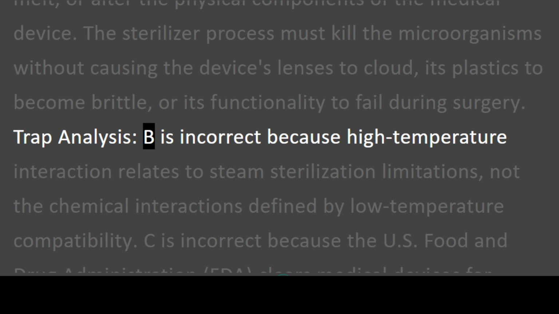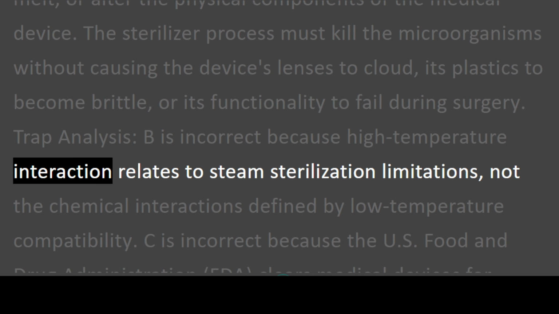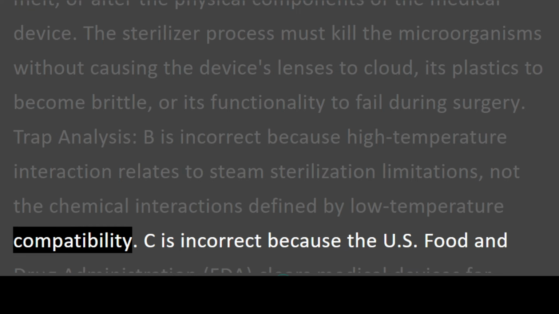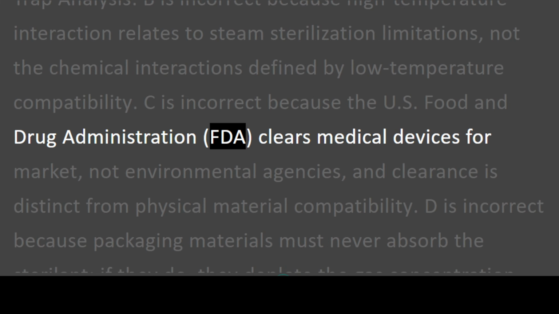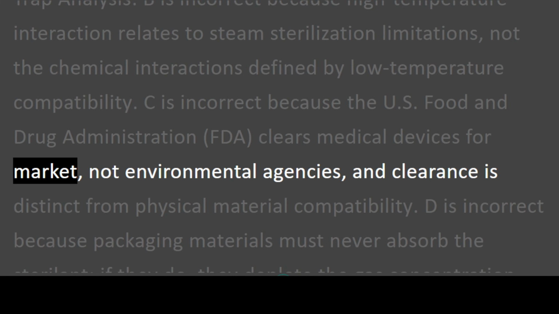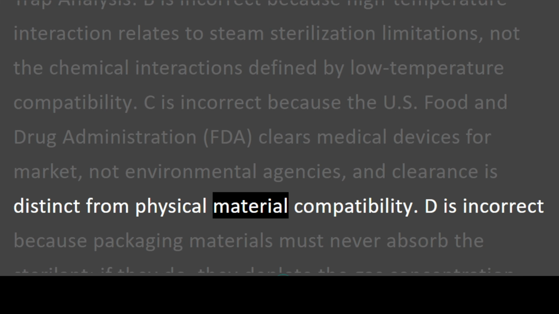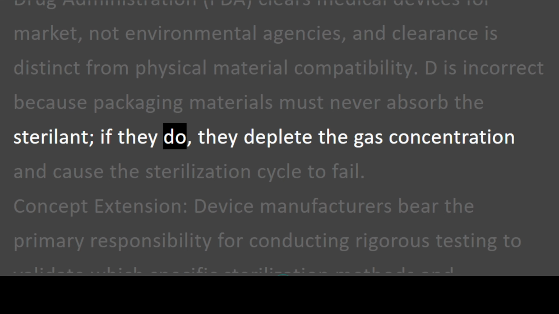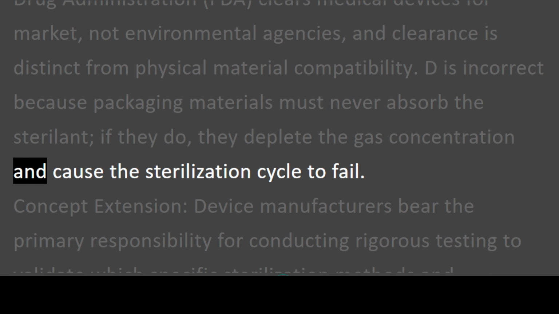Trap analysis. B is incorrect because high-temperature interaction relates to steam sterilization limitations, not the chemical interactions defined by low-temperature compatibility. C is incorrect because the U.S. Food and Drug Administration, FDA, clears medical devices for market, not environmental agencies, and clearance is distinct from physical material compatibility. D is incorrect because packaging materials must never absorb the sterilant. If they do, they deplete the gas concentration and cause the sterilization cycle to fail.